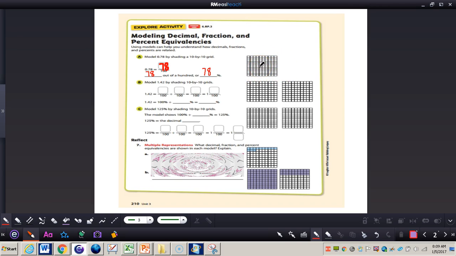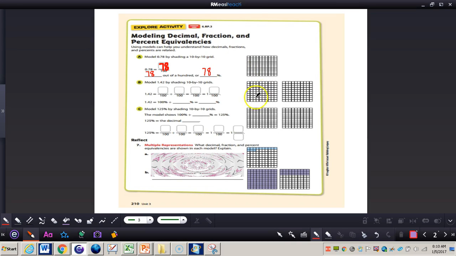Alright, so you can see the amount of squares shaded in out of 100. Remember, percent means per 100. 78 squares are shaded in, 78/100ths are shaded in, and also 78% of those squares are shaded in. Let's take a look at letter B. It says model 1 and 42/100ths by shading 10 by 10 grids.